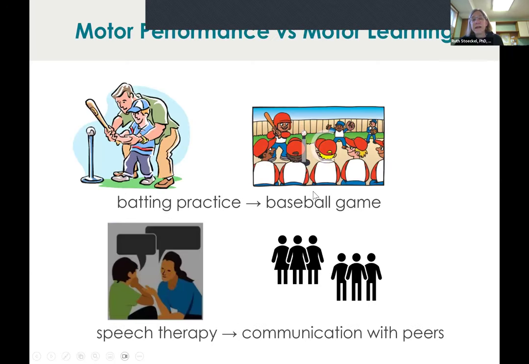So as analogies, we have batting practice where this little boy is getting assistance to hit the ball on the tee. The learning is taking it to a baseball game where the conditions are different. There are more children around. You're going to run to the bases. It's going to make a difference how well you hit the ball and such. So that's transferring learning from the practice to the real life. And so the same thing is speech therapy in the room to communication with peers and parents and other people.